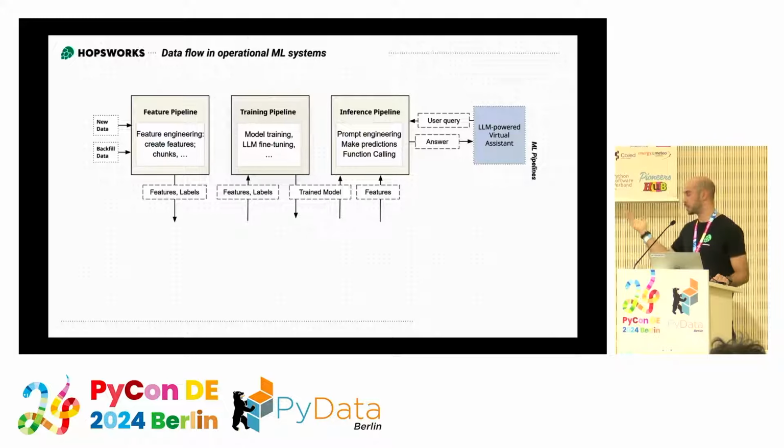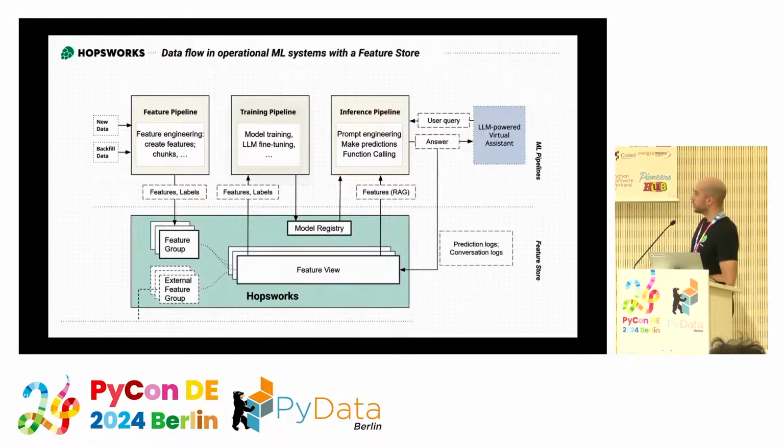And then in the inference pipeline, you will basically deploy your model and use it for inference, to score some batch data or make predictions in real time. And you will use, in this case, function calling or the retrieval augmented generation techniques that we saw before. So in this case, we're going to use Hopsworks to build this system.